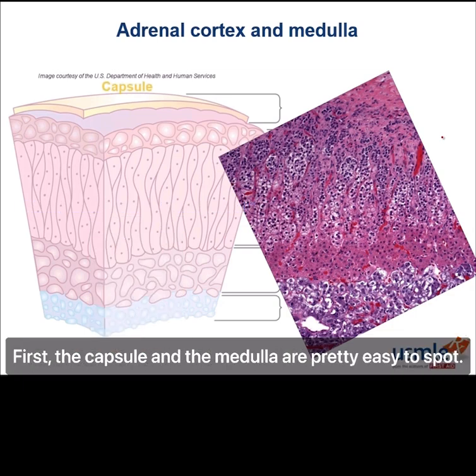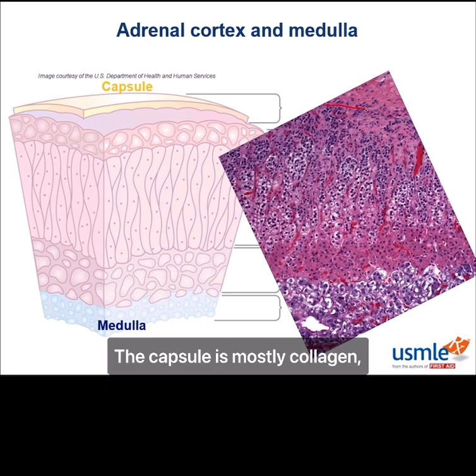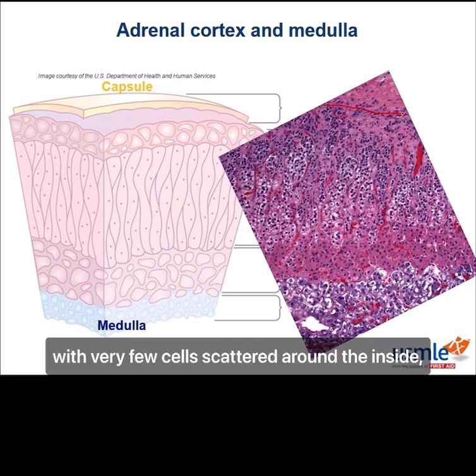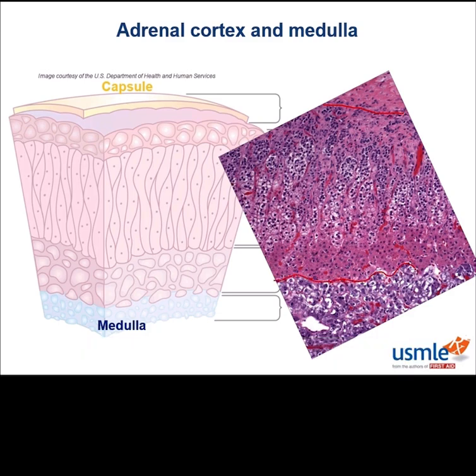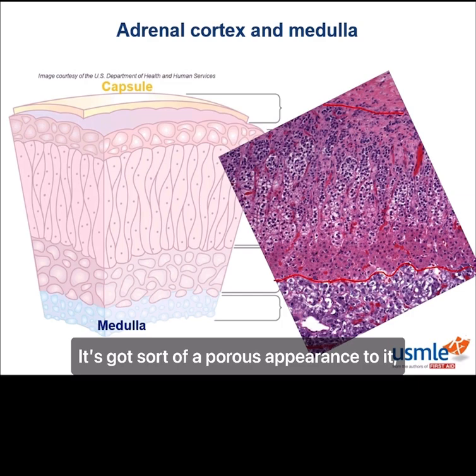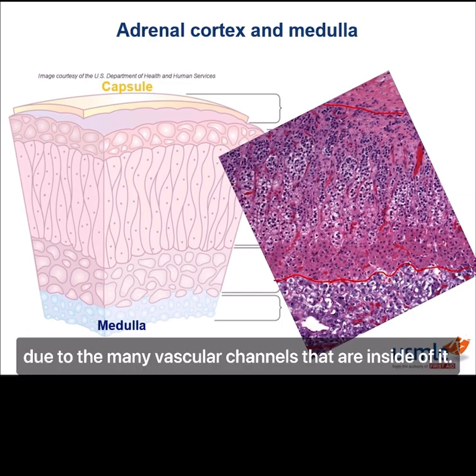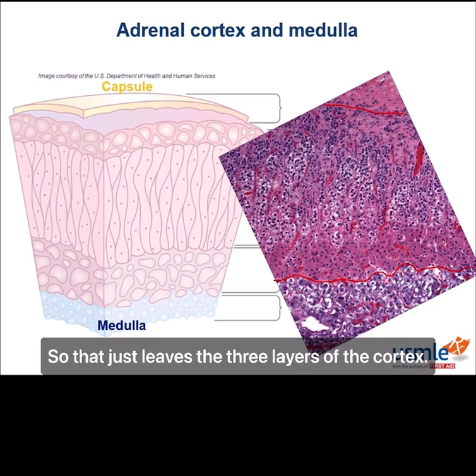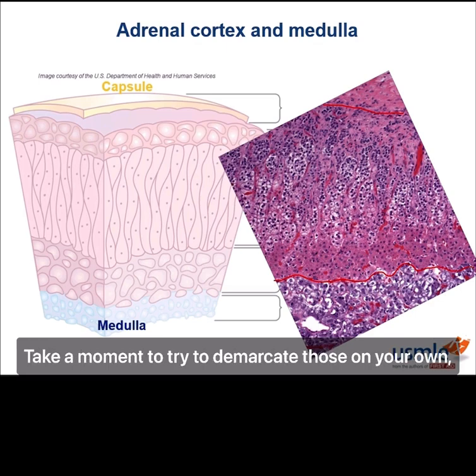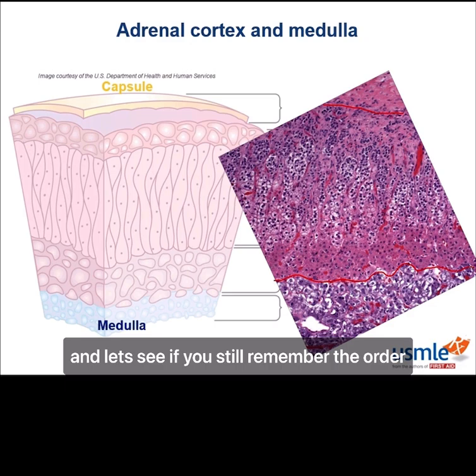First, the capsule and the medulla are pretty easy to spot. The capsule is mostly collagen, with very few cells scattered around the inside, and the medulla is much more basophilic. It's got sort of a porous appearance to it due to the many vascular channels that are inside of it. So that just leaves the three layers of the cortex. Take a moment to try to demarcate those on your own, and let's see if you still remember the order of the cortical layers.